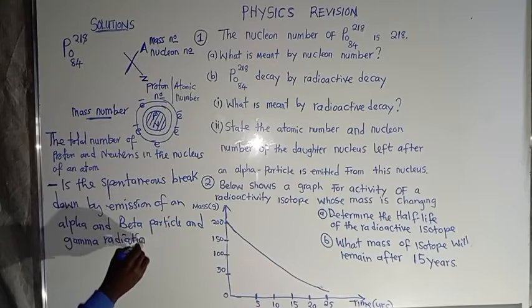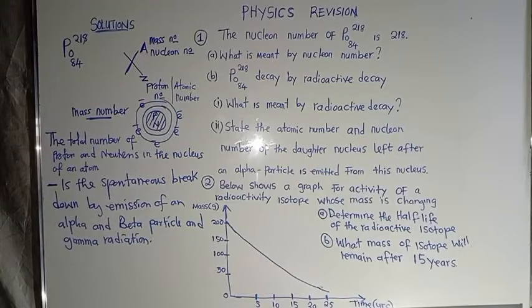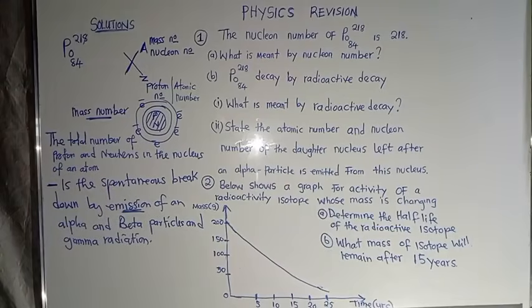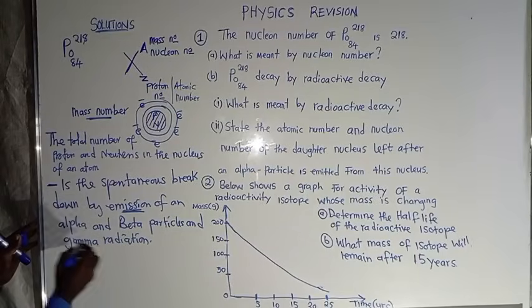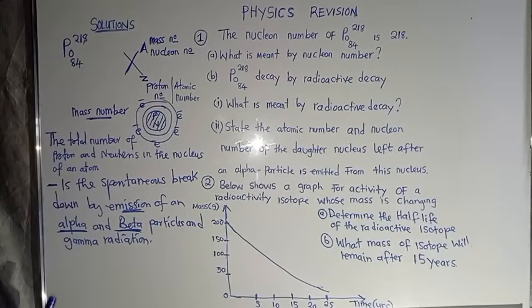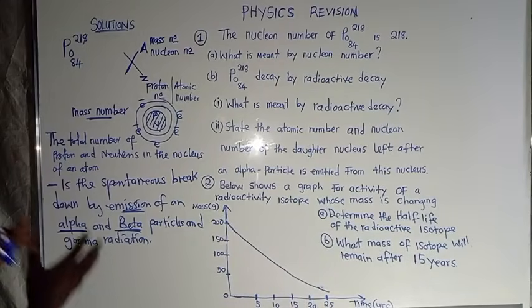This is what you need to understand. We're just talking about emission of an alpha and beta particles and gamma rays. When an unstable nucleus, a nucleus which is not stable, breaks down, you need to know that we are going to have one of these things: an alpha particle, a beta particle, or a gamma ray. This is what you need to know and understand.